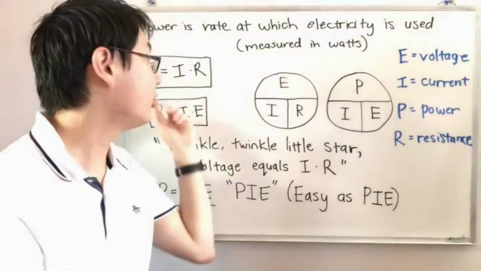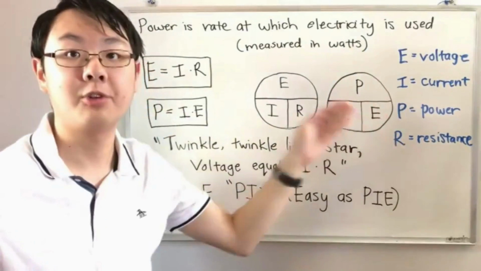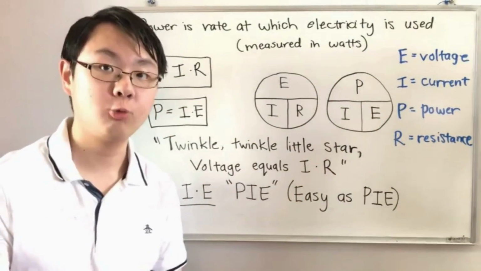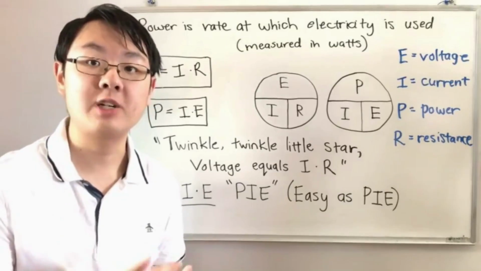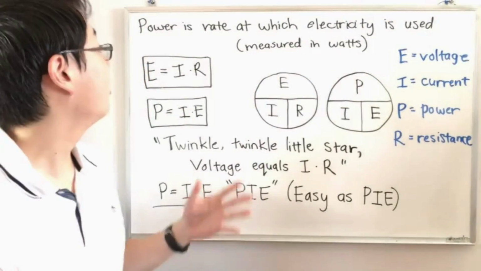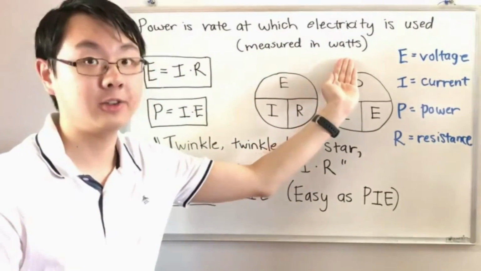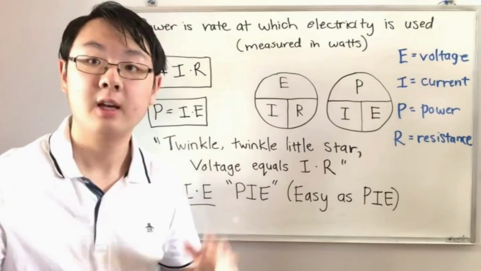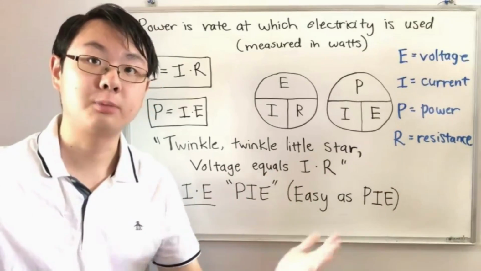So we can actually use these equations to calculate the actual numerical values of voltage, current, power, and resistance. But you might notice we haven't actually learned about power yet. So what is power in electricity? Power is basically just the rate at which electricity is used up. And power is measured in a unit called watts, which you may have heard of. We commonly use that to measure how much electricity is flowing throughout your house or throughout your electrical appliances.